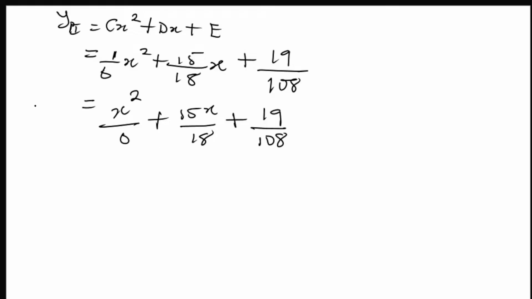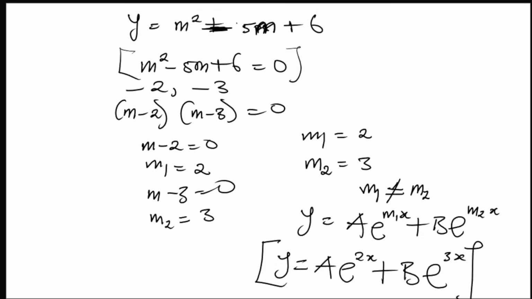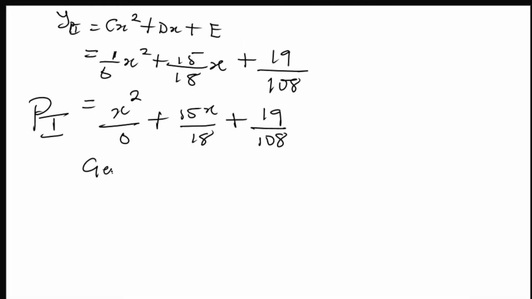So simply you've gotten your answer for your particular integral. And you've also gotten your answer for your complementary function, which is A exponential 2x plus B exponential 3x. So what you do is you impute these values into your general solution. And your general solution, remember, is given to be CF plus PI. So what's your CF?